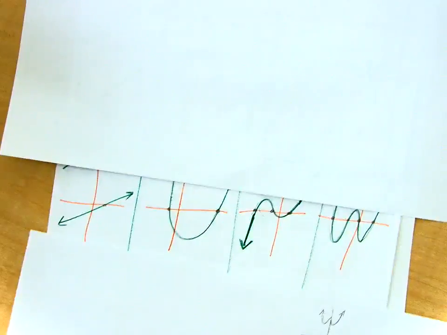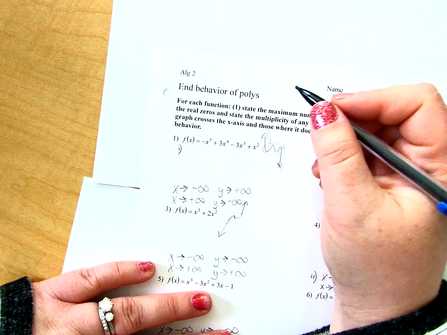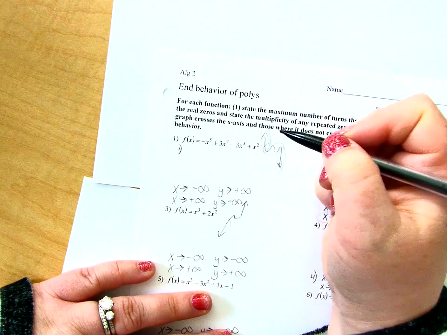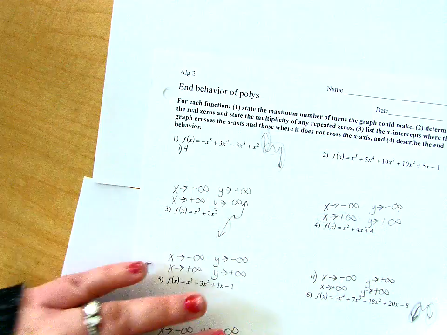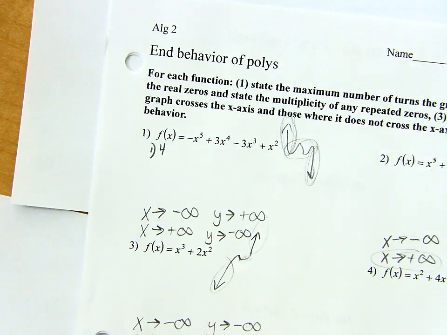Whoa, where's my paper? Here it is. So the answer to number 1 is just 1 less than the degree. That's it. So the maximum number of times this thing could turn around is 4. It doesn't matter if your leading coefficient's positive, negative. It's always just 1 less than the degree of the whole thing. Does that make sense?